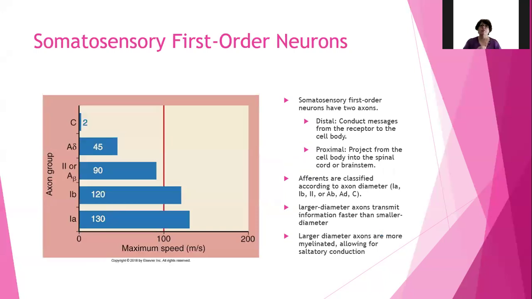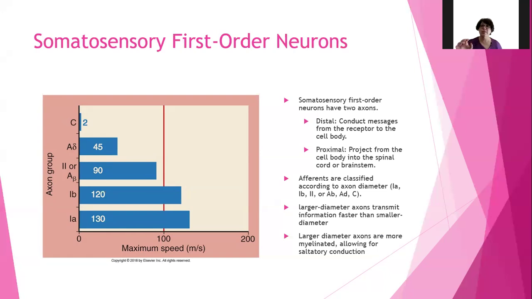So the somatosensory first order neurons have 2 axons. They're those pseudo-unipolar neurons. The distal axon conducts messages from the receptor to the cell body, and the cell bodies live in the dorsal horn of the spinal cord. The proximal axon projects from the cell body in the dorsal horn into the spinal cord towards the brainstem.